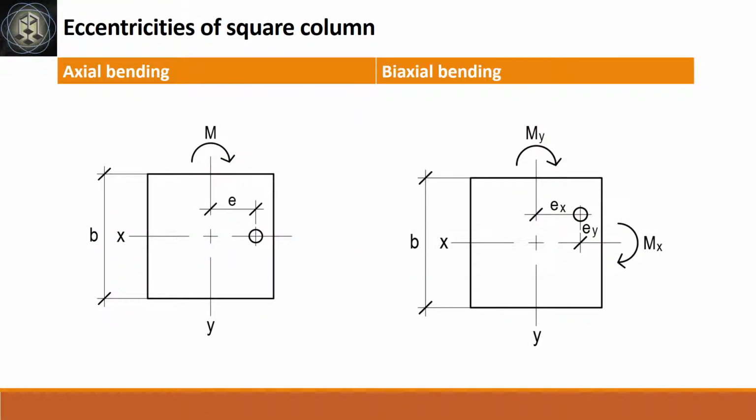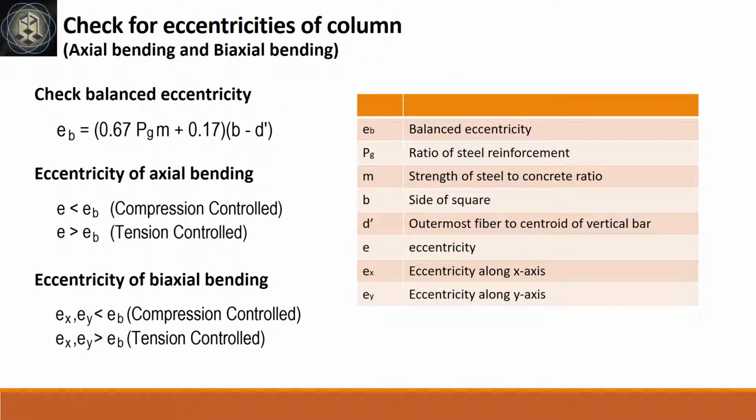These are sections of square columns with eccentric forces acting upon it. Check the balance eccentricity of the column section and determine whether the design eccentricities required on a single x-axis or both x and y-axis are compression controlled or tension controlled.